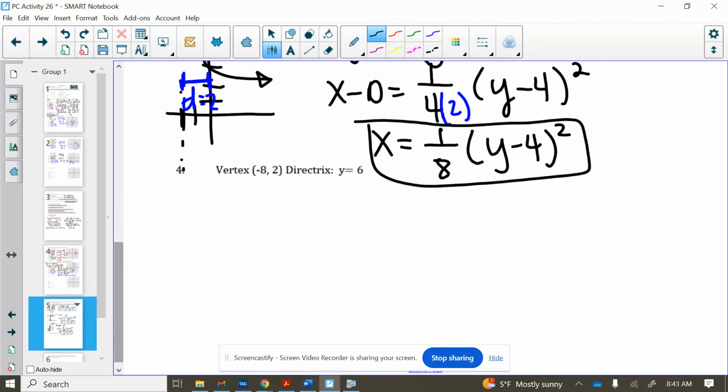All right, the last one is for you to try. Again, I would recommend a little sketch first, and then you can find the equation.